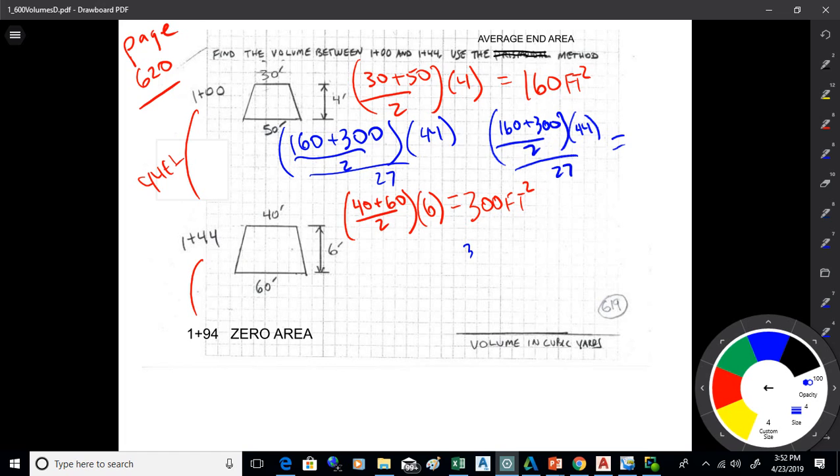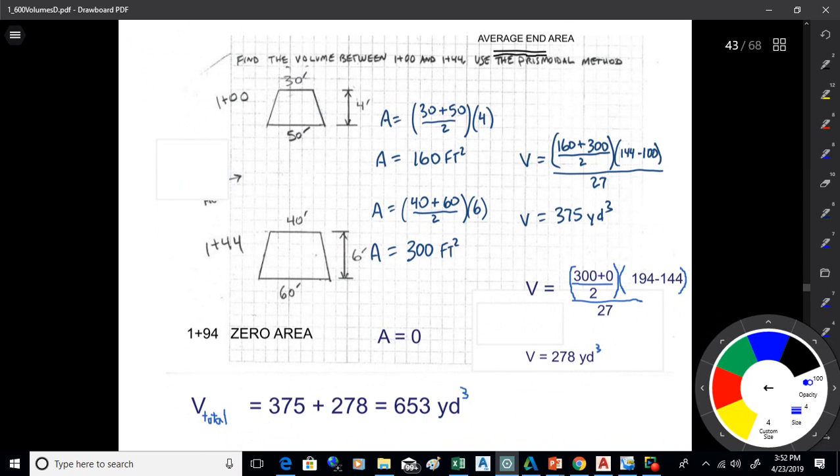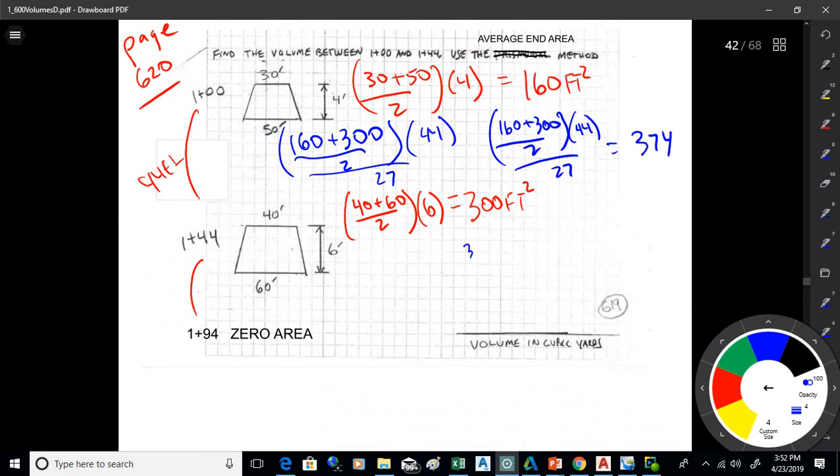This is 505.2 for the first one. Oh yeah, I think I screwed something up. 374? Yeah, you're probably right. So 480 over 2 is 240 times 44. Divide by 27. I'm getting all sorts of crazy numbers here. I think I rounded them up, so I don't know. Let's see. Oh, that's 460.